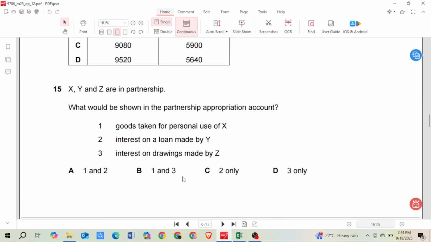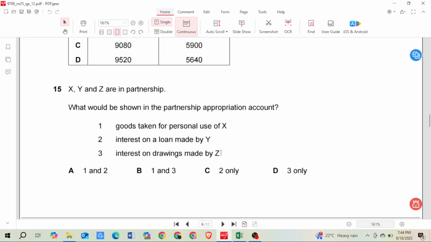Number 15. X, Y, and Z are in partnership. What would be shown in the partnership appropriation account? Number 1, goods taken for personal use of X. Number 2, interest on loan made by Y. And number 3, interest on drawings made by Z. So what do we write in the appropriation account? That's what they're asking you.